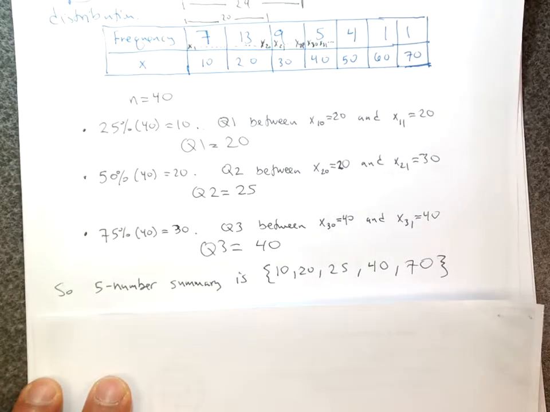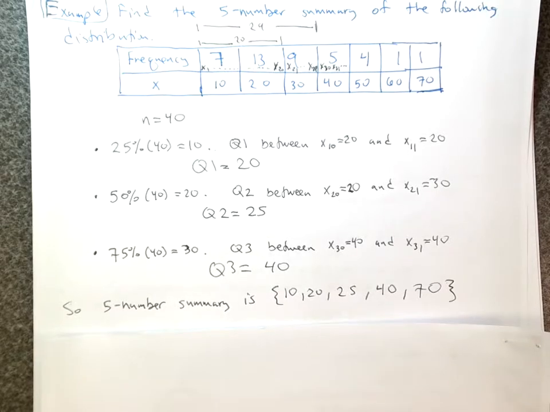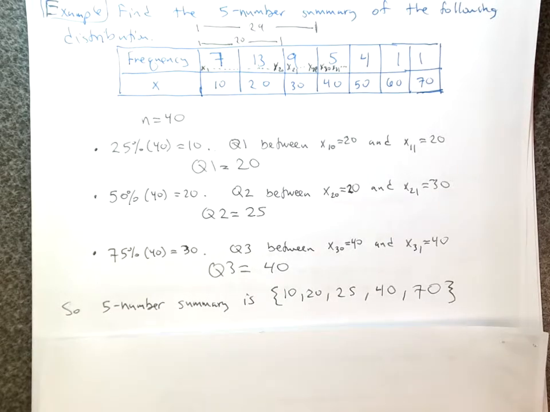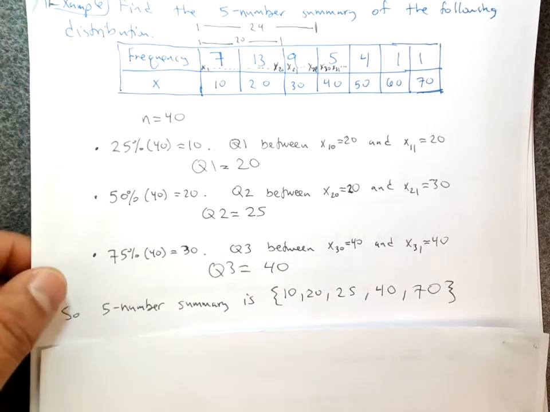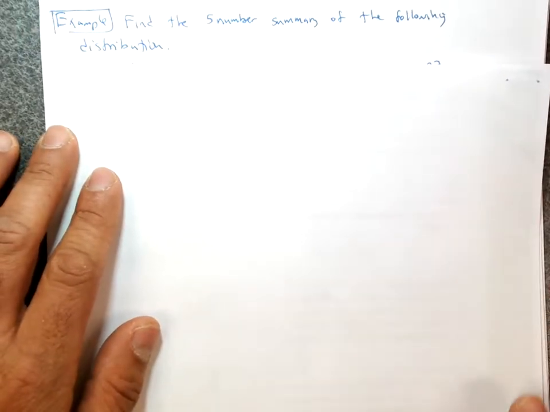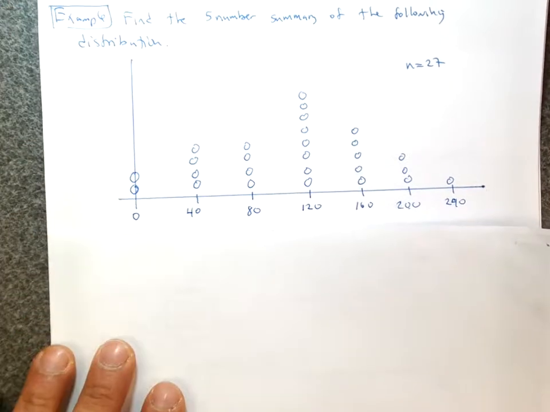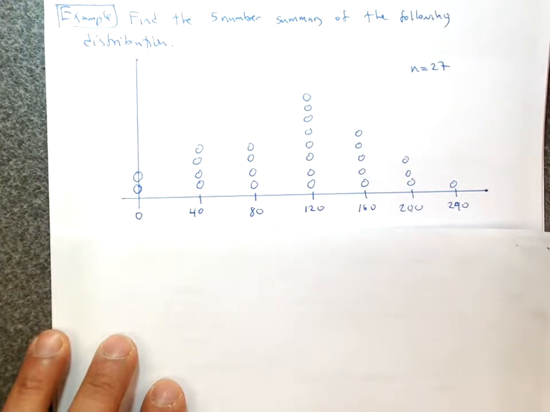If you're unsure about anything, pause it right now and see if you can figure it out. Otherwise, I'm going to go ahead and move on to the next example. In this next example, we are looking at a dot plot. Find a 5-number summary of the following distribution. Here's the graph. Take a moment to pause it and draw it for yourself.